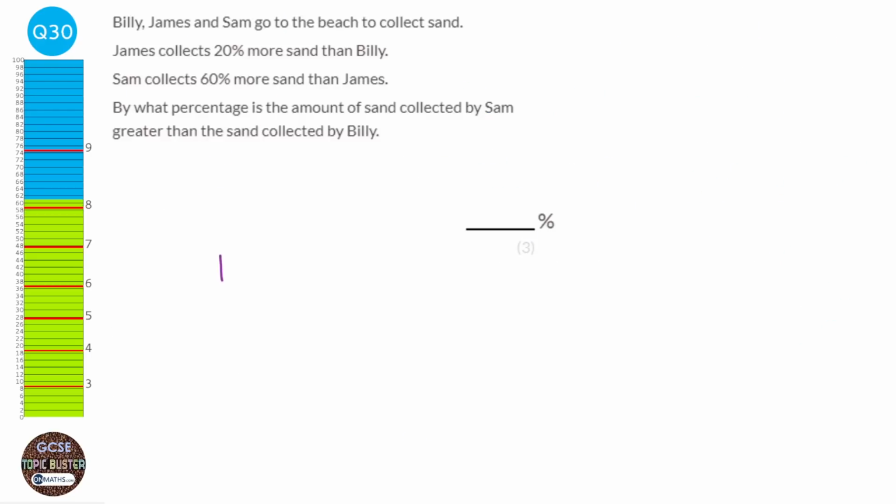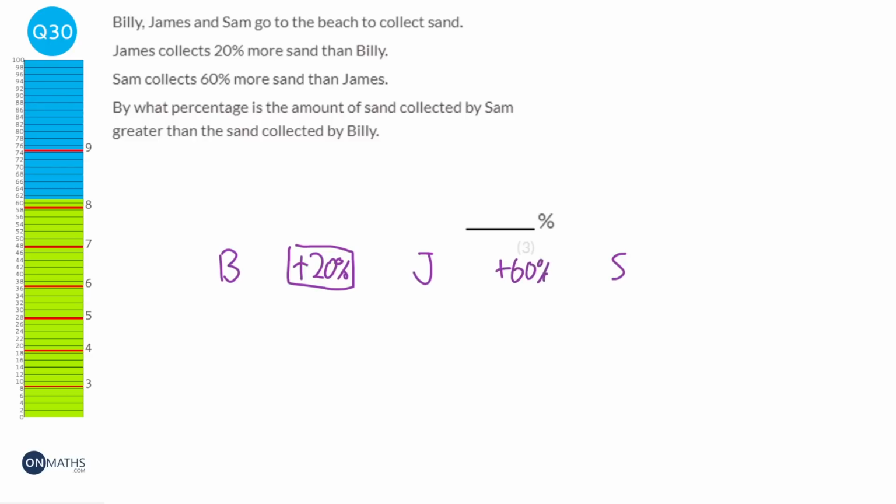So we've got Billy and James and Sam, and James collects 20% more sand than Billy. So we've got James and he's plus 20%. And Sam collects 60% more sand than James, 60%. And you'd think you'd just add the two. Obviously, it's not going to be that easy for 3 marks. So the answer is not 80.